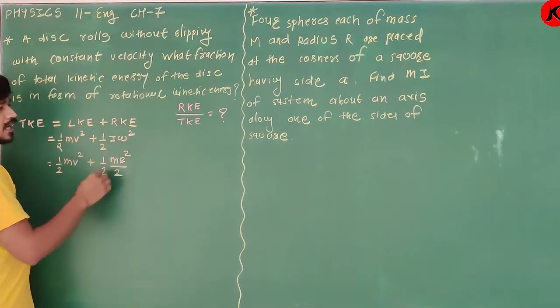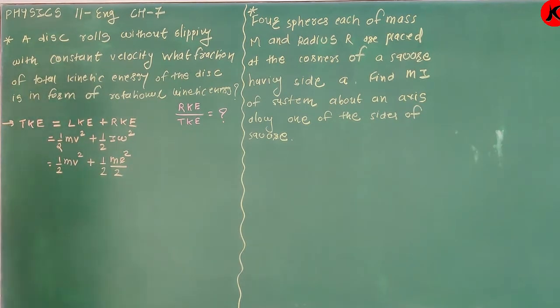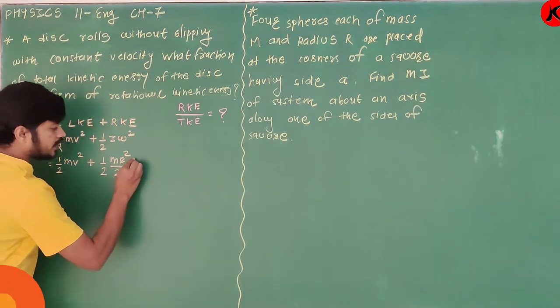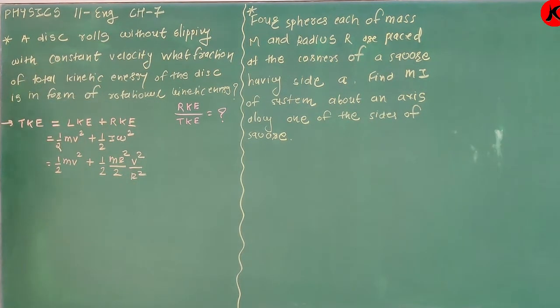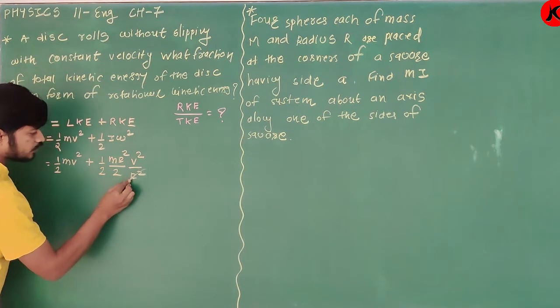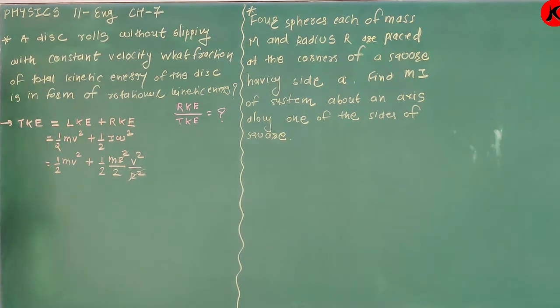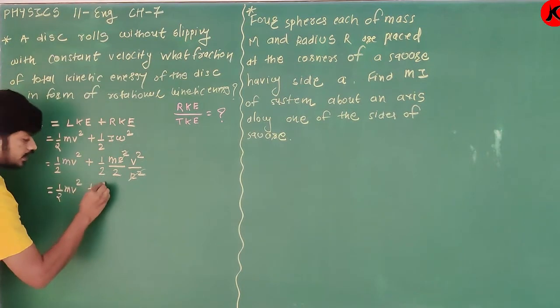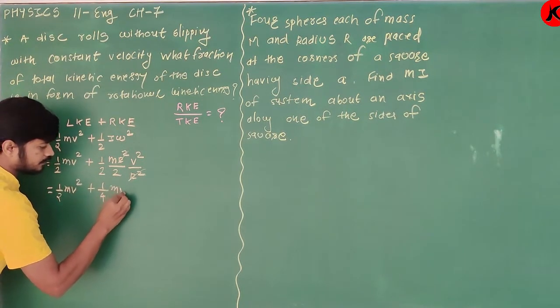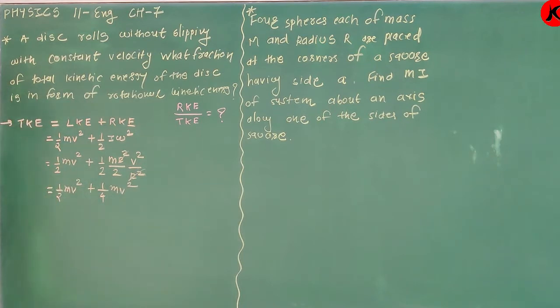Simple. For omega, we know one relation: v is equal to omega r. So omega is equal to v upon r, and omega square is v square upon r square. Clear about it? Now this r square cancels with this r square. So I can write this as 1 by 2 mv square plus, 2 into 2 is 4, 1 by 4 mv square. Any doubt? Okay.